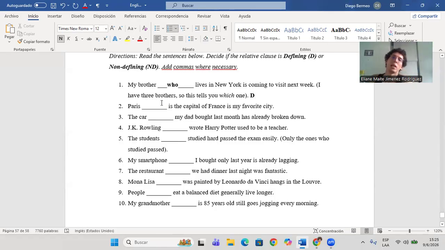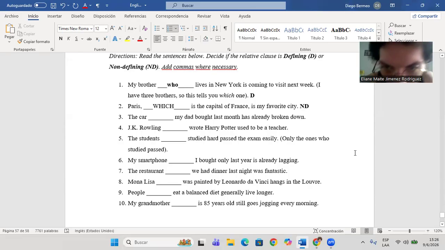Then Paris is the capital of France. Paris is the name of a city, which is the capital of France, is my favorite city. Paris, comma, the capital of France, comma, is my favorite city. This is a non-defining. Because when you say the capital of France, that is additional information. I think that everybody already knows it. There's only one Paris in the world. So Paris is my favorite city.